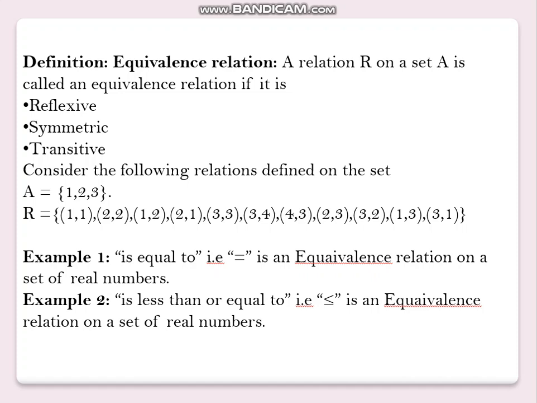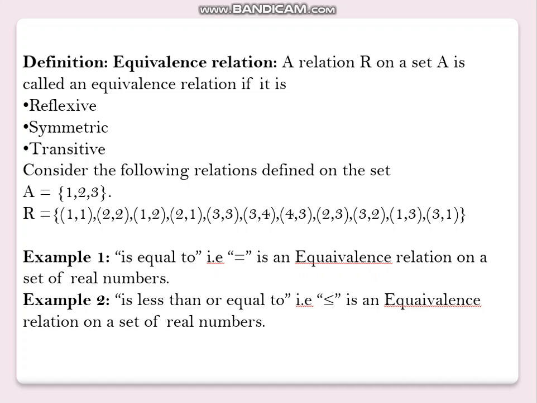First one is equal to on a set of real numbers. You may consider any set of numbers, maybe natural numbers, or it is also true for the set of integers. Since a equal to a for all the real numbers, this is reflexive. If a equal to b, then b is also equal to a, therefore the relation is symmetric. And transitivity: if a is equal to b, and if b is equal to c, then we may conclude that a is equal to c. So this is an example of equivalence relation on the set of real numbers.